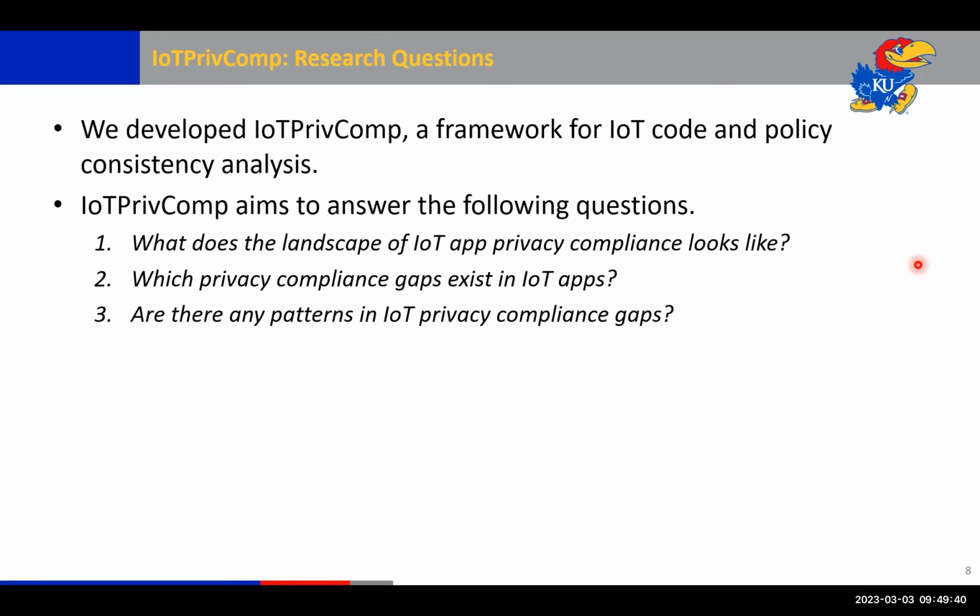The questions are, what is the overall landscape of compliance? When I say compliance, the match between privacy policy and the app actions. So what does the landscape of compliance look like? And what specific compliance gaps exist in IoT apps? Are there any patterns? Maybe one practice is more commonly omitted from the privacy policy than others. So these kinds of patterns, this was our aim to find out from IoTPrivComp.